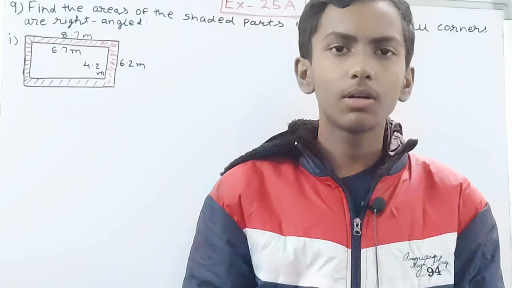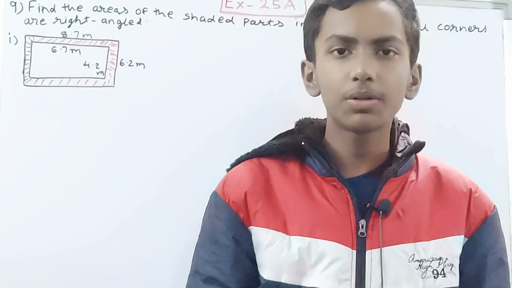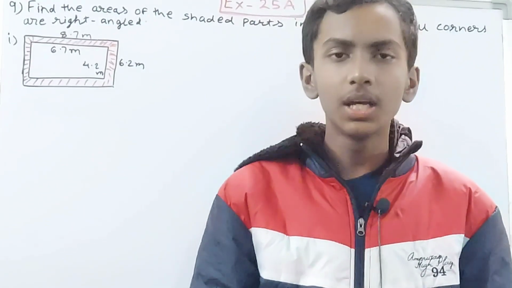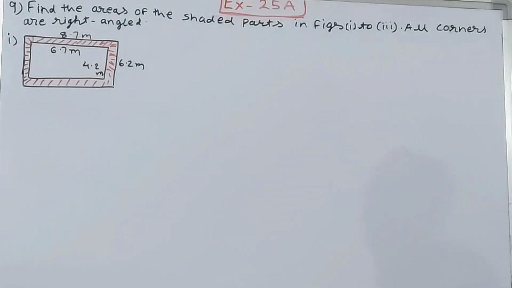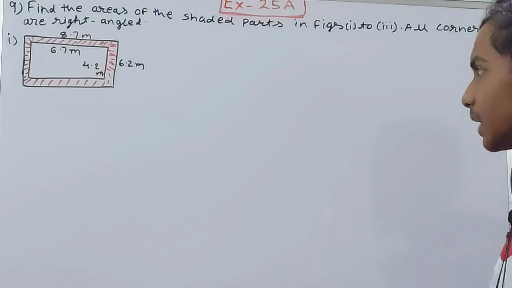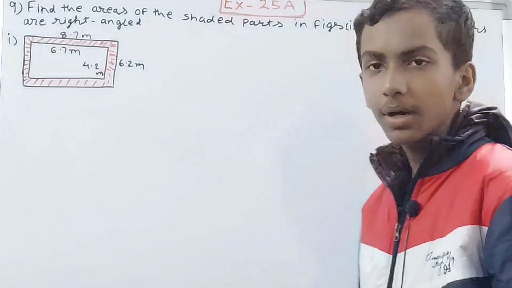In this video, we are going to solve ICSE Mathematics Class 8 Chapter 25 Area of Rectilinear Figures, Exercise 25A, question number 9. Find areas of shaded parts in figures 1 to 3, all corners are right angled. We have to find the area of the shaded part in all these figures.